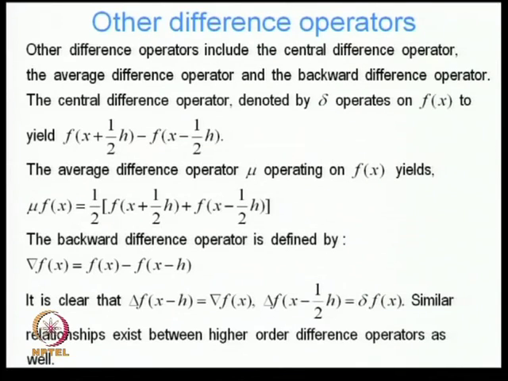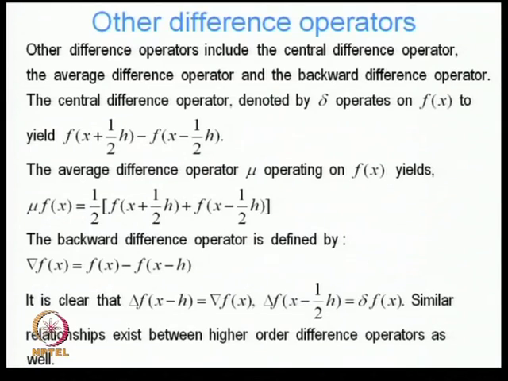We also talked about other difference operators: the central difference operator, the backward difference operator, and the averaging operator, the average difference operator. We define the central difference operator by delta operating on f of x equal to this. The average difference operator mu operating on f of x is defined like this. The backward difference operator is defined like that, and we can also establish relationships between each of these operators.